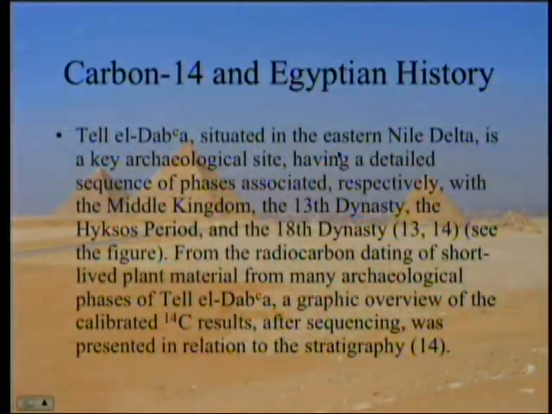Tell El Daba, situated in the eastern Nile Delta, is a key archaeological site having a detailed sequence of phases associated respectively with the Middle Kingdom, the 13th dynasty, the Hyksos period, and the 18th dynasty. So this is a site where they can say, oh, this lower part is in the Middle Kingdom. This part here is in the Hyksos period. This part is the 13th dynasty, and then the Hyksos period, and then the 18th dynasty. So we should be able to kind of nail this together.